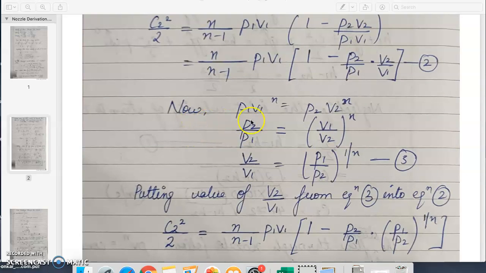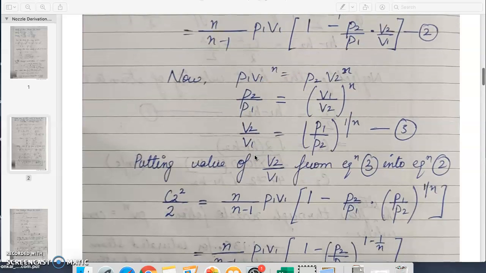And then as per the formula for a polytropic process, P1 V1 to the power n is equal to P2 V2 to the power n. We have isolated this P2 by P1, obtained this V1 upon V2, and we basically need the value of V2 by V1 in terms of P1, P2 and n, and hence we get this, and we name this as equation 3.